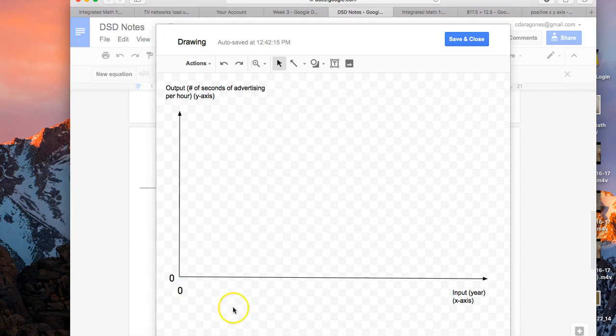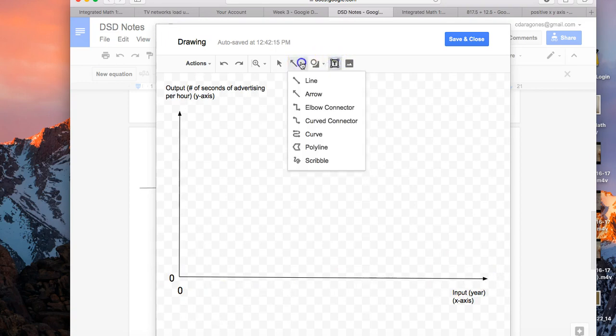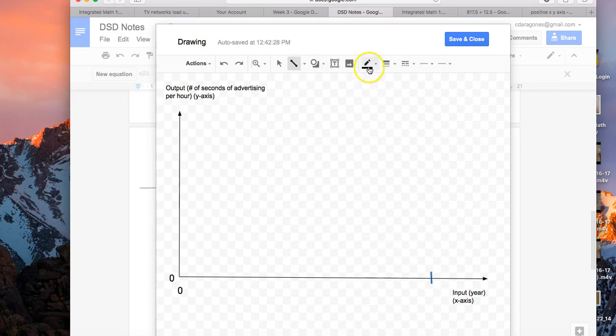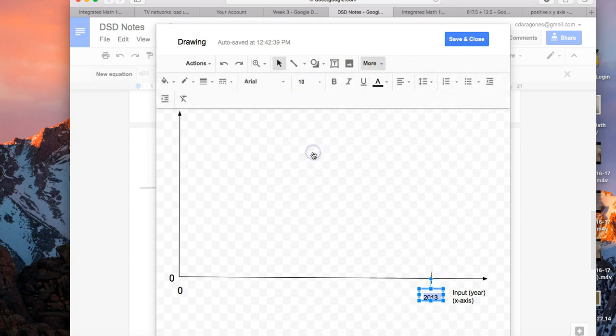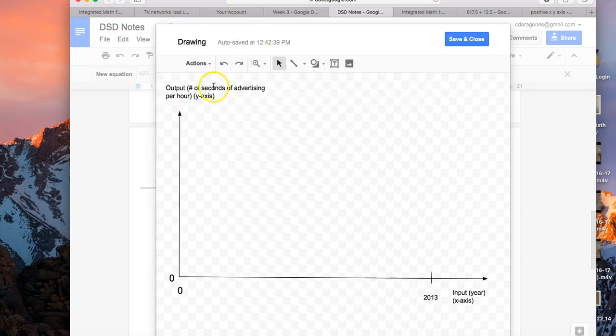Next, you're going to put the last piece of data you have at the very rightmost side. So I'm going to put a little line here. The last year I have data for is 2013. So I'm going to go ahead and put that. Okay. And then the highest number of seconds I have is 855, right? That was the number of seconds that was happening in 2013. I'm going to put a text that says 855.